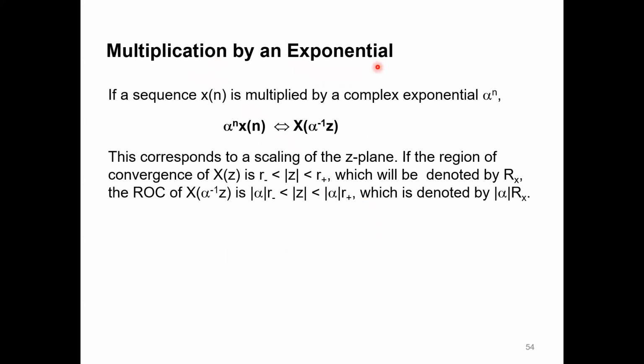Multiplication by an exponential: if there is a time sequence, xn, and all of a sudden you get a to the n. The time exponent is a constant raised to the power of the time index. So you don't have to calculate the zTransform all over again. If you already have calculated the zTransform before this modification, use that and replace all of the z's with alpha minus 1 z, just that. Okay, right.